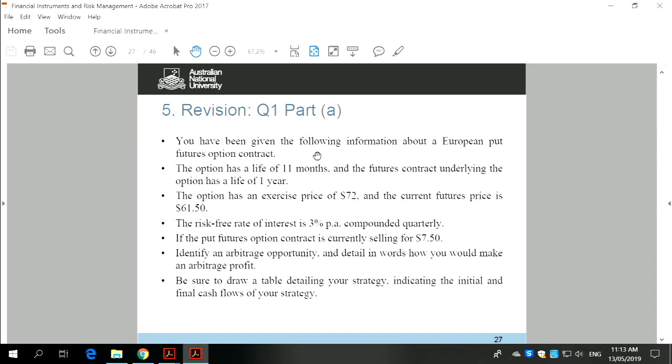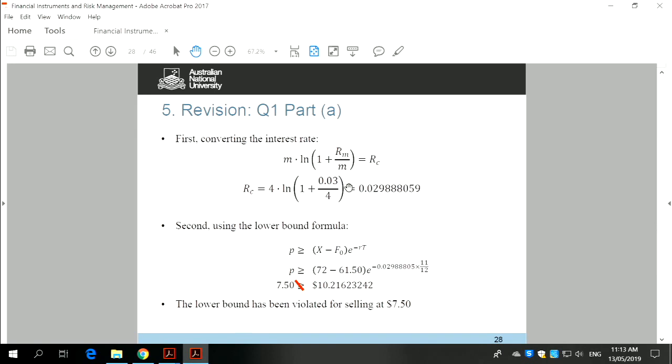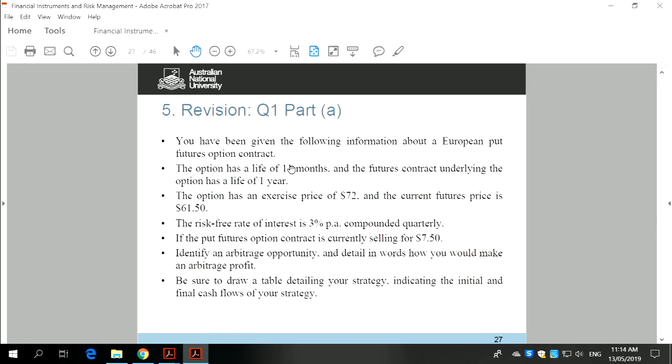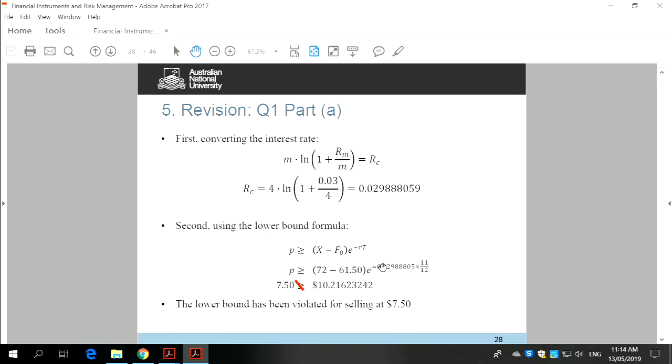The first thing you have to do is to convert that quarterly compounding interest rate into a continuously compounded rate. Next, you use the lower bound formula to check whether the lower bound for this particular put option is violated. We know the strike price is 72, the current futures price is 61.50, and we discount back 11 months, the life of the option, using the continuously compounded rate. We realize that the $7.50, the current price of this put option, is lower than the lower bound. So the lower bound is violated, and that presents an arbitrage opportunity. We can do something today to arbitrage away the price difference.